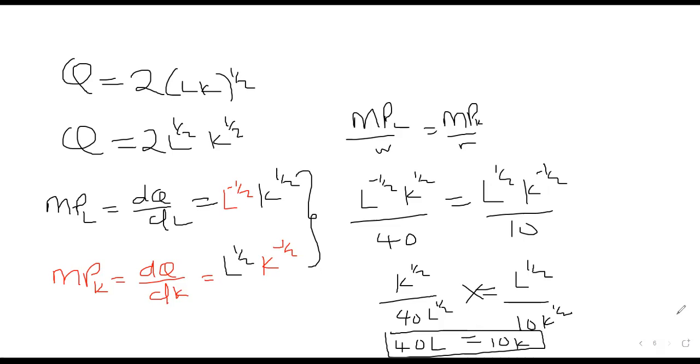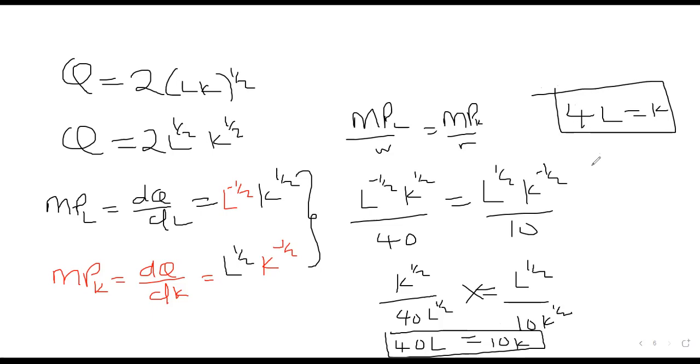Okay. Are we together? So in this case, we're going to simplify. We're going to divide both sides by 10. So we're going to have what? 4L is equal to K. So this is our optimization function.